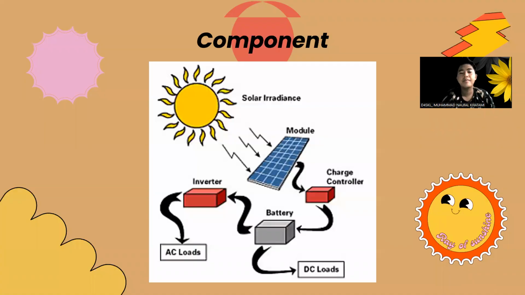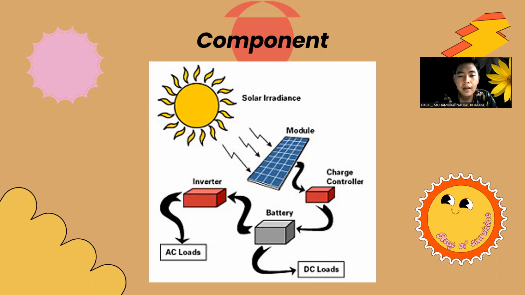Okay, next. Component. Solar power plant is a simple concept, converting sunlight into electrical energy. Sunlight is a form of energy from a natural resource. This solar natural resource has been widely used to supply electrical power in communication satellites through solar cells.